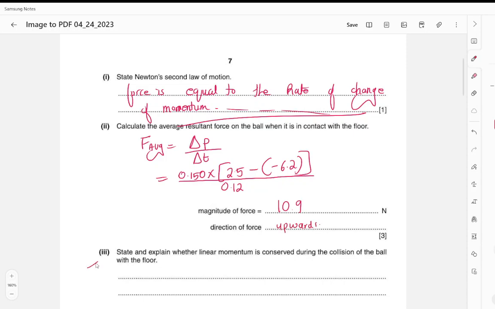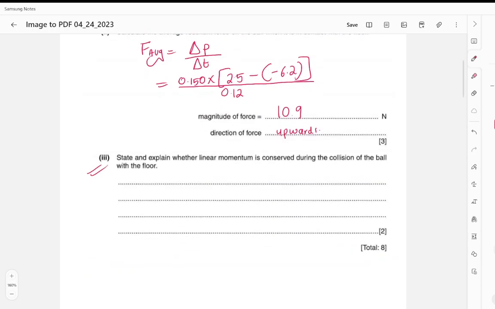State and explain whether linear momentum is conserved during the collision of the ball with the floor. It is always conserved. Always conserved, in a closed system, an isolated system. Isolated का इधर मतलब है, इधर ही लिख लेते हैं, no air resistance.